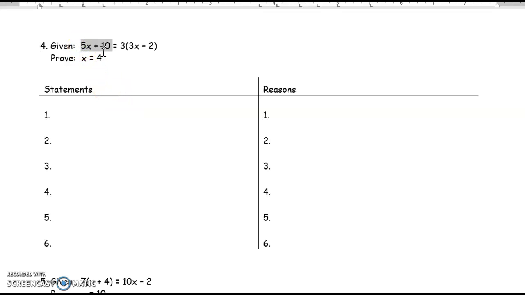Everything is blank. It says we can do this in 6 steps. Let's see. So I'm going to copy and paste. And that reason would be given. Okay? For our next step, we're looking at 5x plus 10. Everything seems to be okay over there, but on this side we have 3 times 3x minus 2. So what I'd say here is 5x plus 10 equals, I need to distribute. 3 times 3x is 9x. Negative 2 times 3 is negative 6. That's our distributive property.